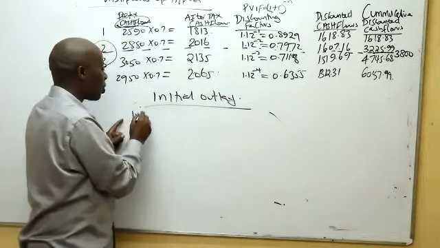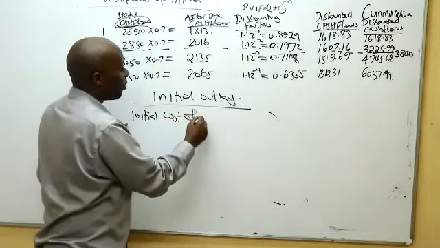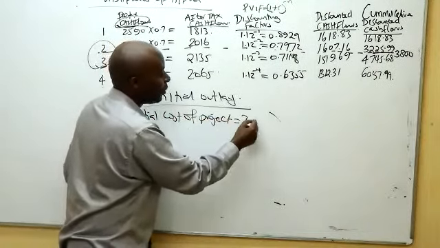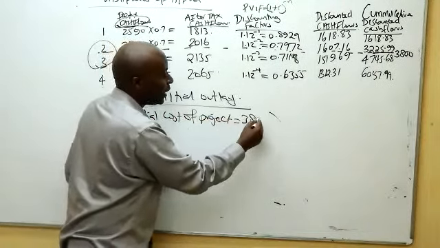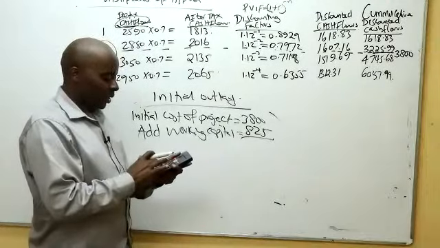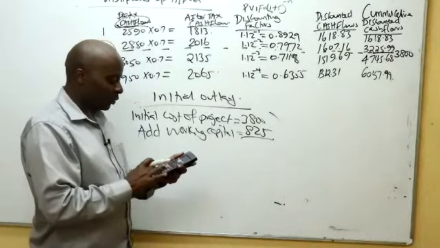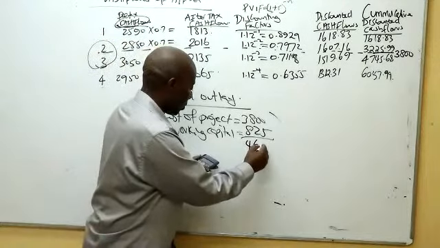So we have the initial cost of the project, which is 3,800. And then of course you'll add the working capital required of 825 for project A. So please give us this total here: 3,800 plus 825. This gives us 4,625.